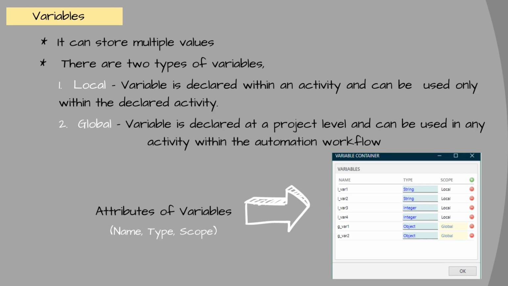It means that you can create your global variable once and it can be used in any of the activity in your entire project. And it can be very useful when you are dealing with larger automations. Now, let's get started with the demo and we'll see different ways to create and use them.